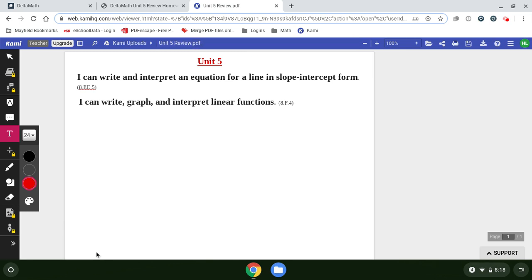Hi, everyone. Before you actually start the Unit 5 review, I just wanted to go over some of the things that you should have learned during Unit 5. I know we're coming to the end. The Unit 5 exit ticket is your last assignment this week, and that will count as a quiz assignment score.